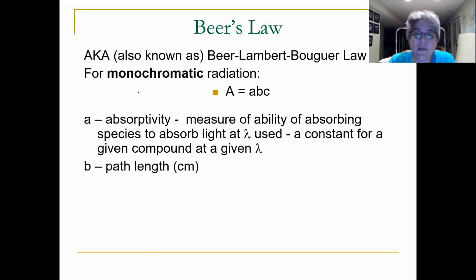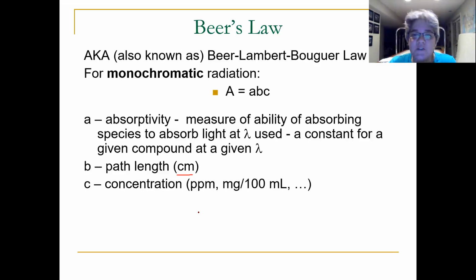Okay, b, we just saw, that's the path length. And for path length, the unit is almost always centimeters. Some of you in your homework thought, oh, I need to change units to meters. Do not do that for path length. The unit is centimeters. And then c is our friend concentration. Concentration can be in any unit, parts per million, milligrams per 100 milliliters. But notice what this tells me. It tells me my signal, absorbance, is proportional to concentration.